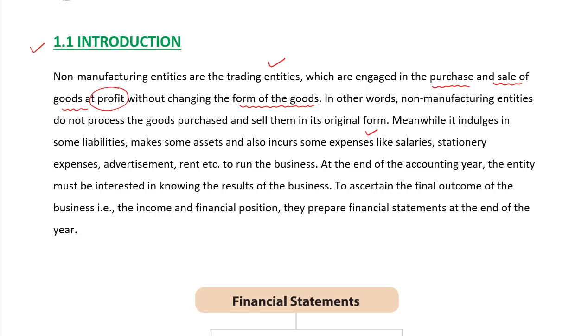Meanwhile, it incurs some liabilities, makes some assets, and also incurs some expenses like salaries, stationery, advertisement, rent, etc. to run the business. At the end of the accounting year, the entity must be interested in knowing the results of the business. To ascertain the final outcome of the business, the income and financial position, they prepare financial statements at the end of the year.